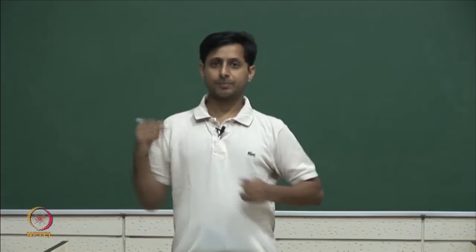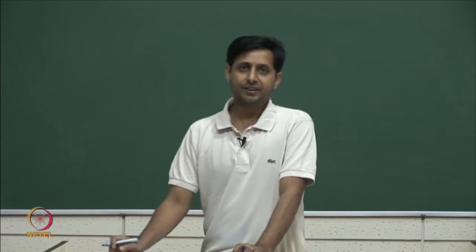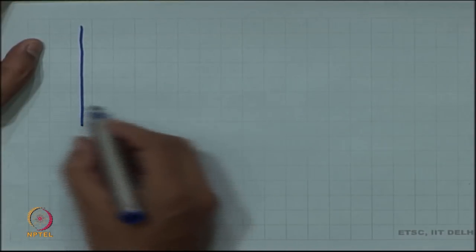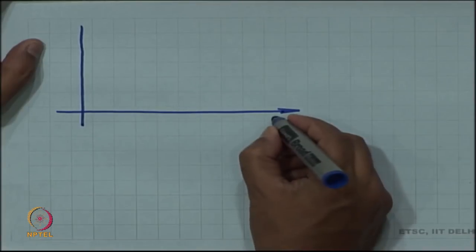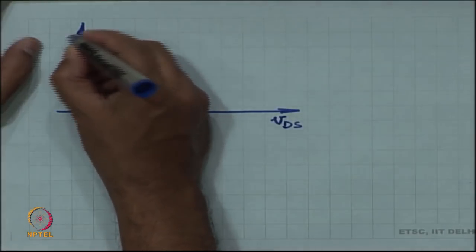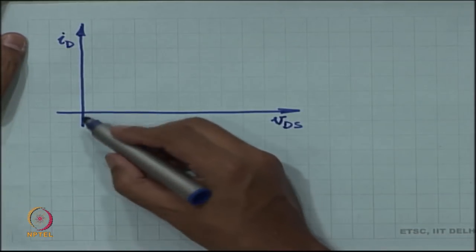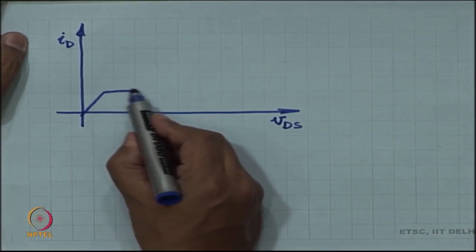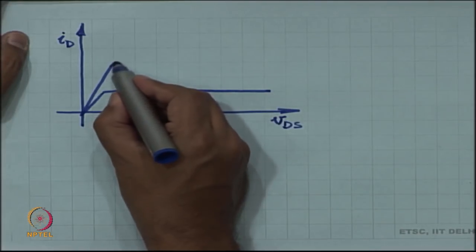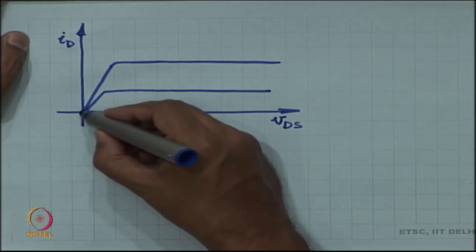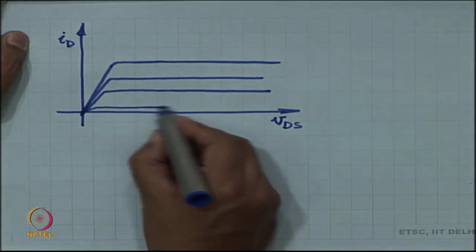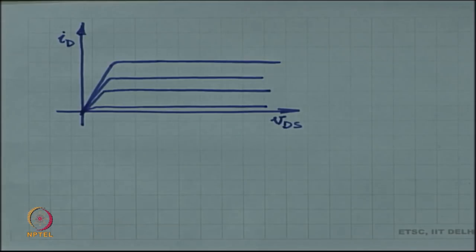Now, the easiest thing is to recollect that the MOSFET, if you recollect the MOSFET characteristics, what do you recollect over here? Why did I draw this again?